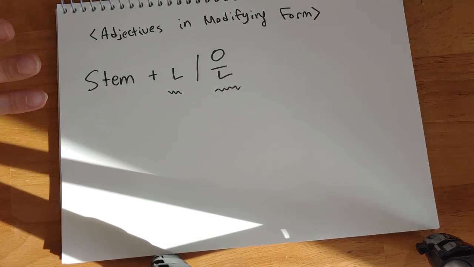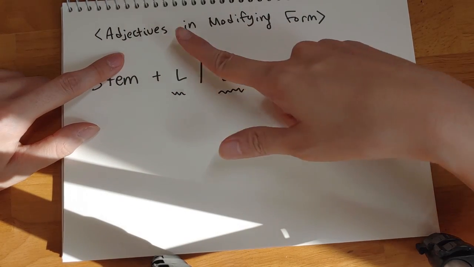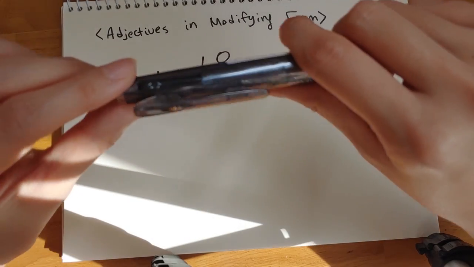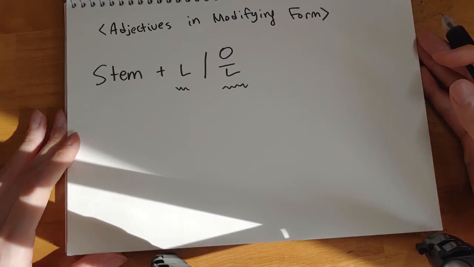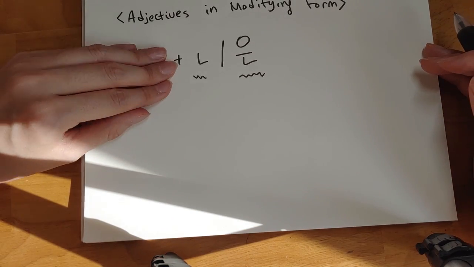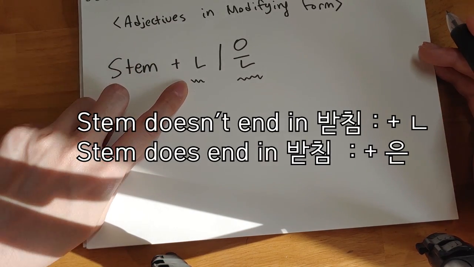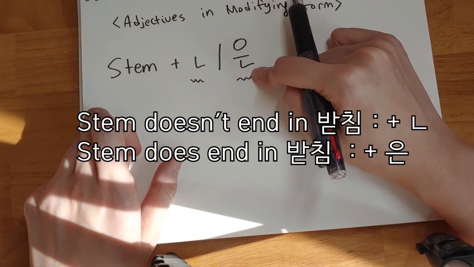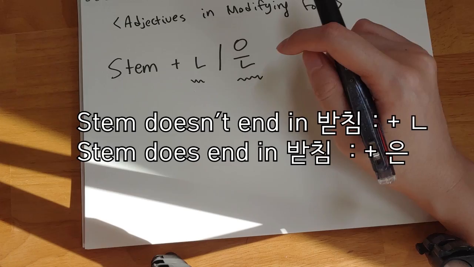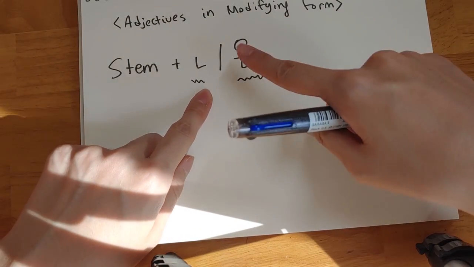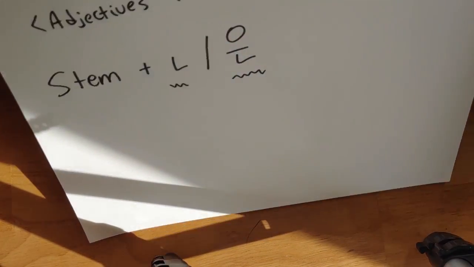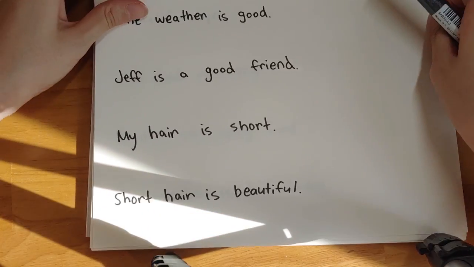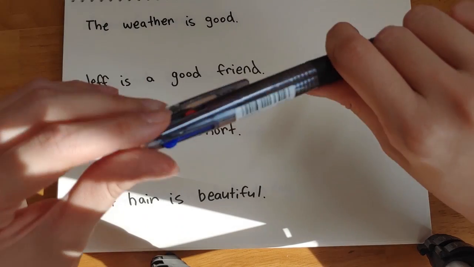And now, let's move on to when the adjective functions as a modifier, when it modifies a noun after it. How does it change its form? And it's very, very simple. So you just have to take out the stem of the adjective and put 니은 받침 if the stem doesn't have 받침, and 은 if the stem does have 받침. So either 니은 or 은 after a stem. You just simply have to remember that in a modifying form. So let's practice with the example sentences that I brought.